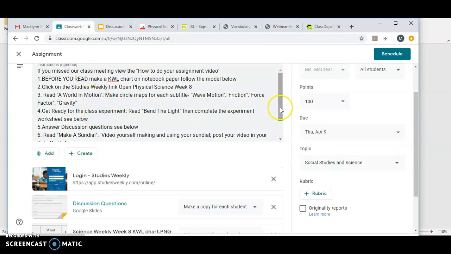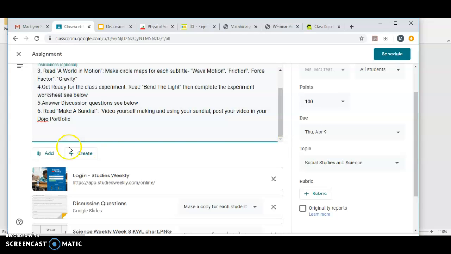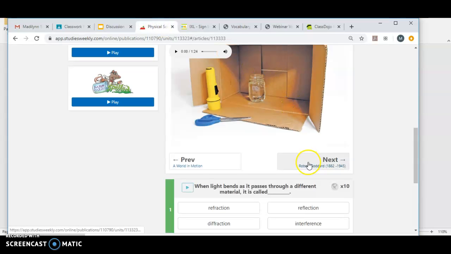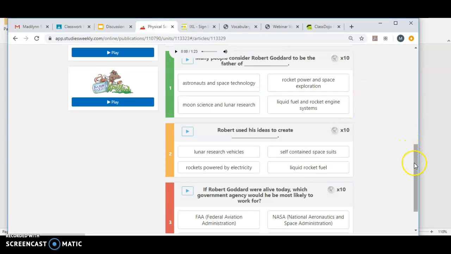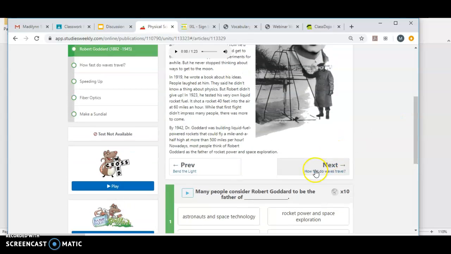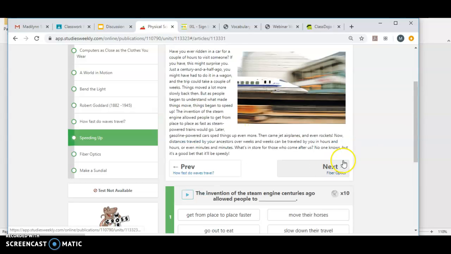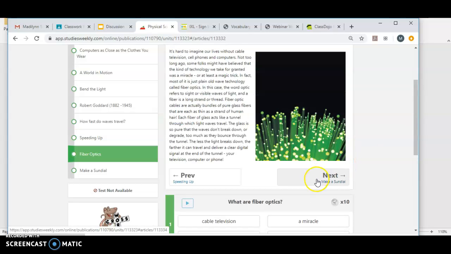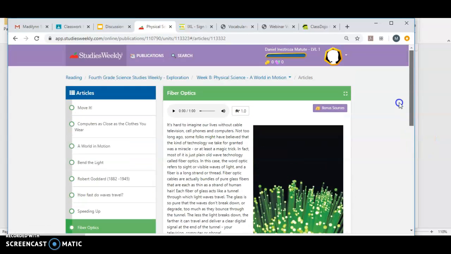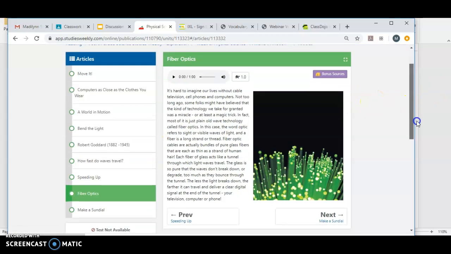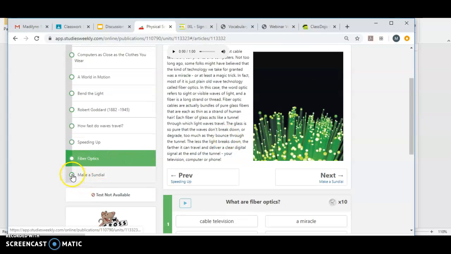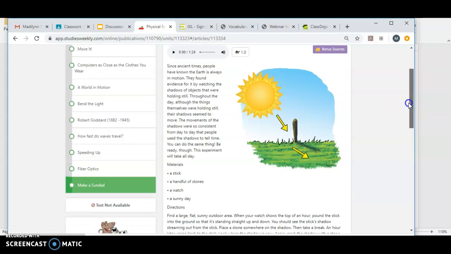So I scroll down. Last part, read Make a Sundial. Just go back to our articles. Keep on going until you see. I did not assign these, so don't worry. Keep going until we get to Make a Sundial. Or you can simply click over here on the side. That would have been much easier. We haven't gotten to Make a Sundial yet. Let's do this. It's easier. All right, scroll to the top.